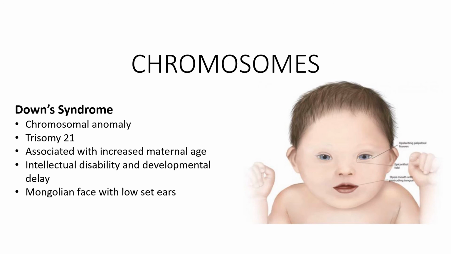Some traits of a Down syndrome baby include a flat face with Mongolian features and low set ears. Intellectual disability is usually permanent, and developmental delays are also observed in that baby. There is no specific treatment as of now, and genetic counseling before the time of conception is usually preferred in order to prevent conception with Down syndrome.